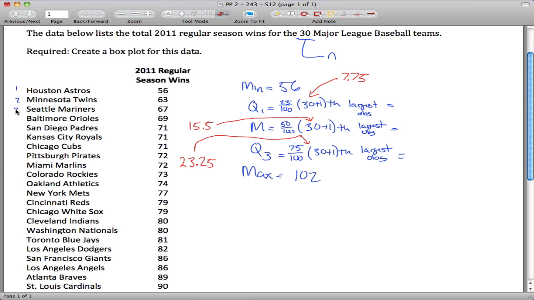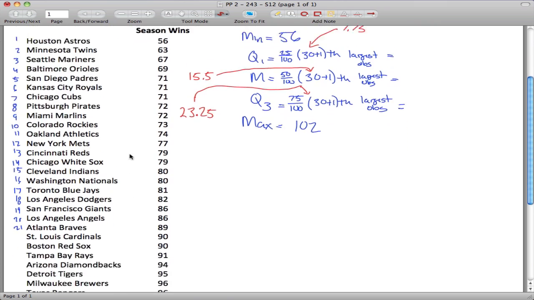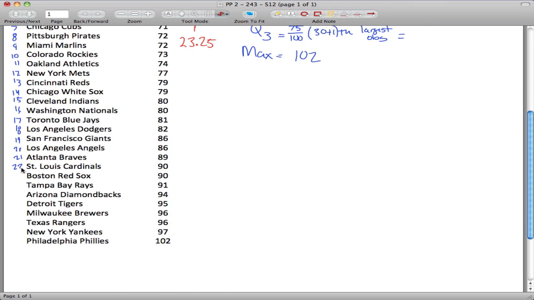Let's see, 1, 2, 3, 4, 5, 6, 7, 8. Might as well number the rest of them because I'm going to need this later. 13, 14, 15, 16, 17, 18, 19, 20, 21, 22, 23, 24, 25, 26, 27, 28, and 30.